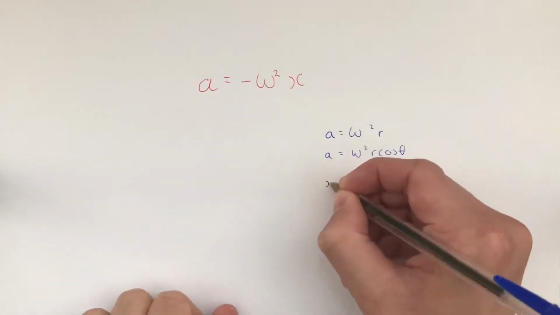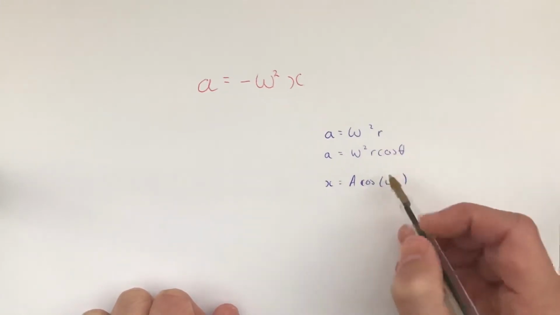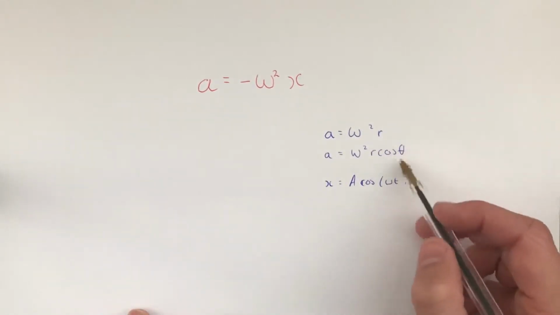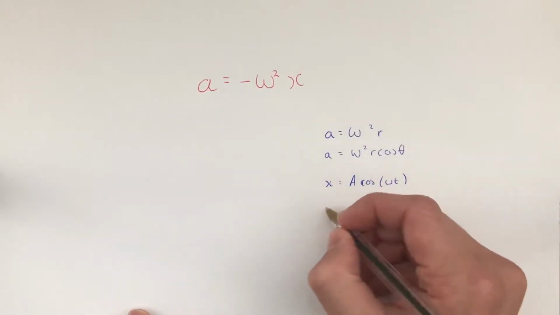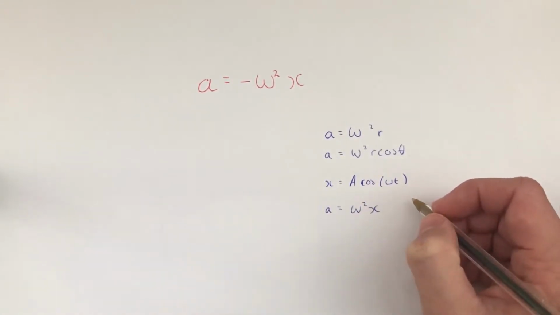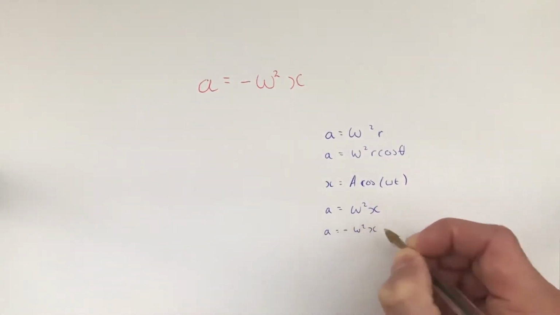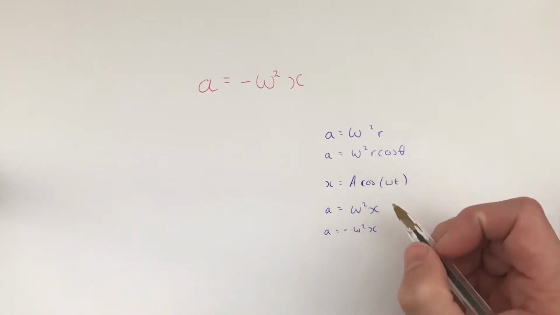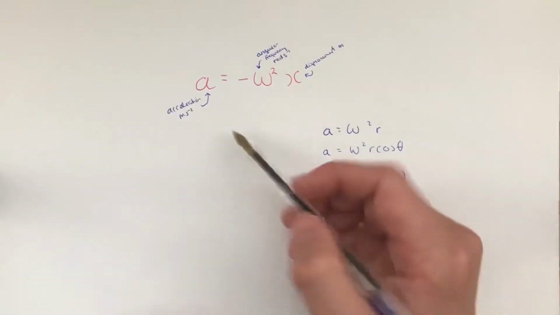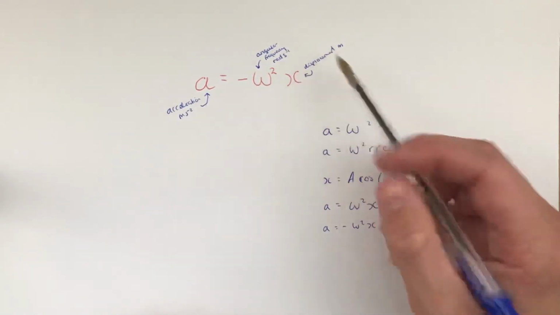But because the displacement, as we've just seen, is equal to r cos of omega t, this is practically the same, as our r is just our amplitude, and our omega t is just our theta. So we then write this as a is equal to omega squared x. And finally, to get this equation the same as that one, we have to put the minus sign there. Now, why is there a minus sign? It's because the acceleration is always acting towards the center of the circle. So that's our final first acceleration equation, where of course this is the acceleration, this is the angular frequency in radians per second, and this is the displacement.